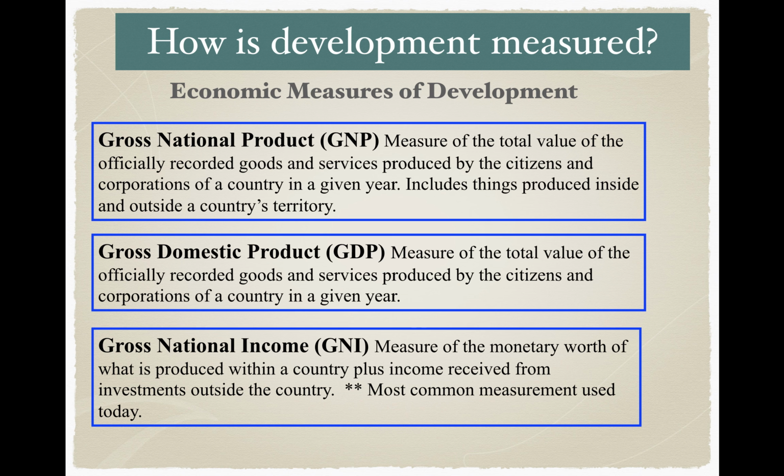So 3 terms we need to break down. Economically speaking, there are 3 economic measures of development. The first is called gross national product, GNP. I'm going to read the definition and we'll break it down. The measure of the total value of the officially recorded goods and services produced by the citizens and the corporations of a country in a given year. So, in other words, how much money people are making from their goods and the services that they offer in a given year. This includes things that are produced both inside and outside a country's territory.